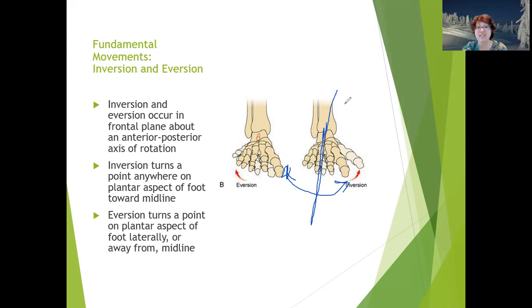Inversion turns a point anywhere on the plantar aspect of the foot towards the midline. So that's like looking at the bottom of your foot to see if you have gum on it. Hopefully you'd be able to feel the gum, but who knows? So turning a point anywhere on the plantar aspect of the foot towards the midline. Eversion turns that same point or any point on the plantar aspect of the foot laterally or away from the midline. So inversion and eversion. I'll clear up my drawing.